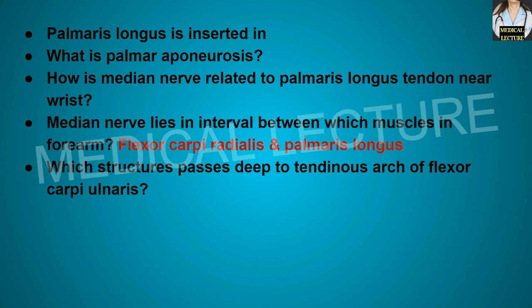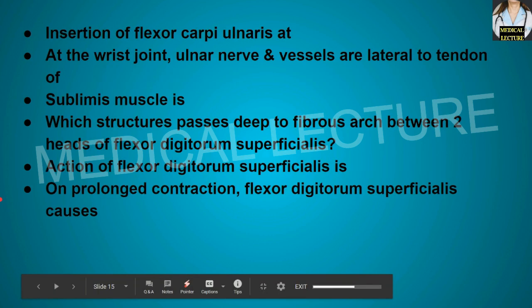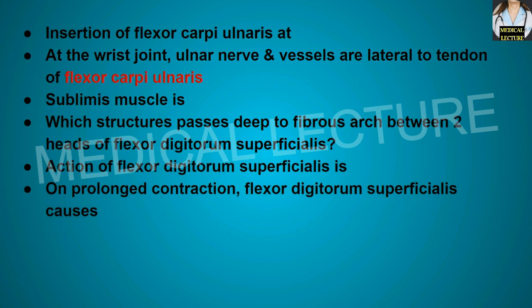Which structures pass deep to the tendinous arch of the flexor carpi ulnaris? So ulnar nerve and the posterior ulnar recurrent artery. Now what is the insertion of the flexor carpi ulnaris? So it is inserted at the pisiform bone, hook of hamate and the base of the fifth metacarpal via the pisometacarpal ligament. At the wrist joint, ulnar nerve and the vessels are lateral to the tendon of flexor carpi ulnaris.